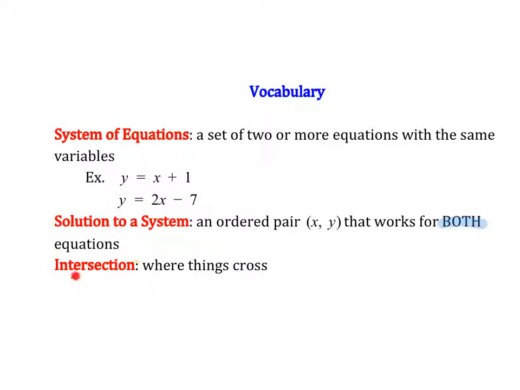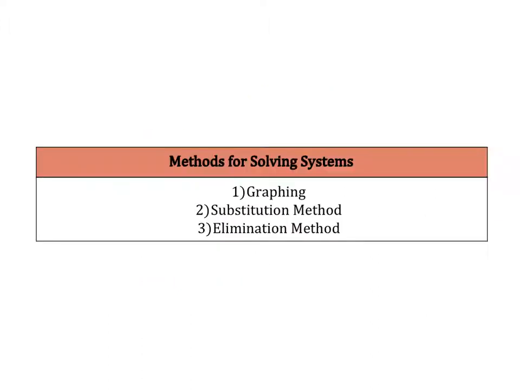And then another word that we're going to be using today is the word intersection. So an intersection is where things cross each other. So there are three different ways that we're going to learn how to solve systems of equations. The first one is graphing, and that's the method we're going to learn today. And then there's also what's called the substitution method and the elimination method, which we'll learn later on this unit.